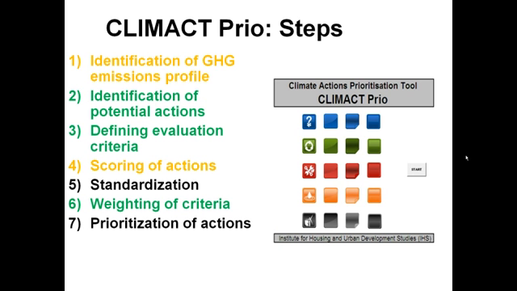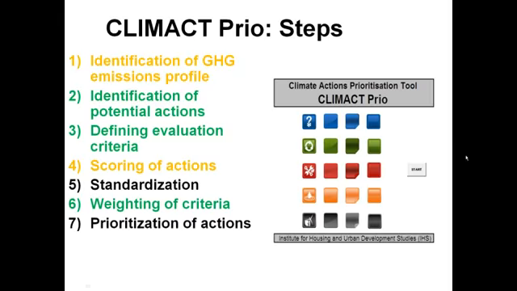But I have to say here that this prioritization is relevant and context specific. So depending on the context, depending on the weighting of criteria, depending on how stakeholders value the different criteria, the final prioritization and ranking will be determined.